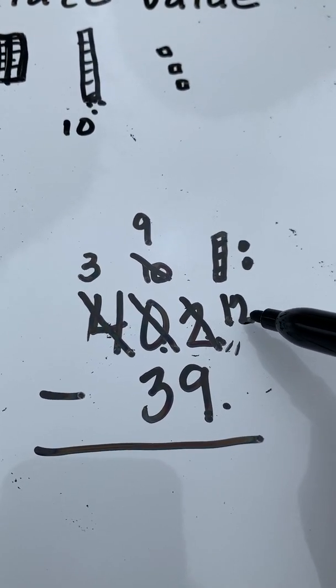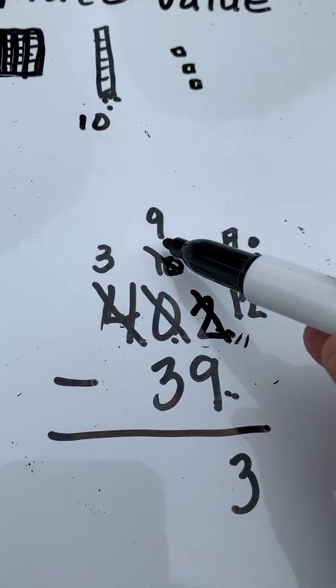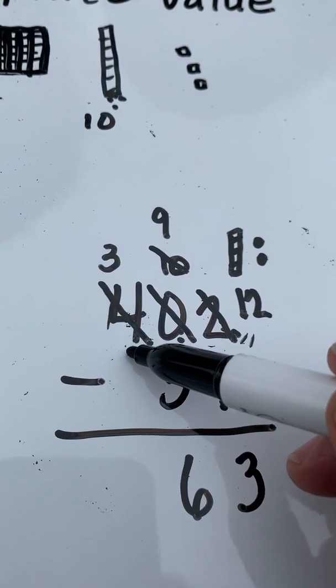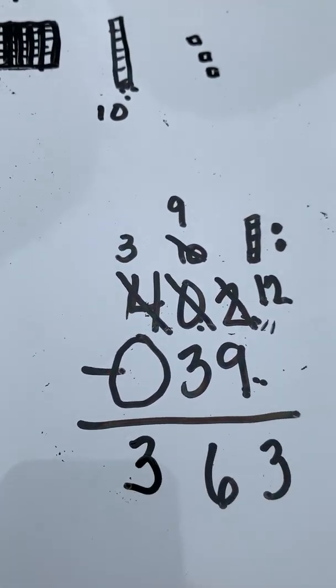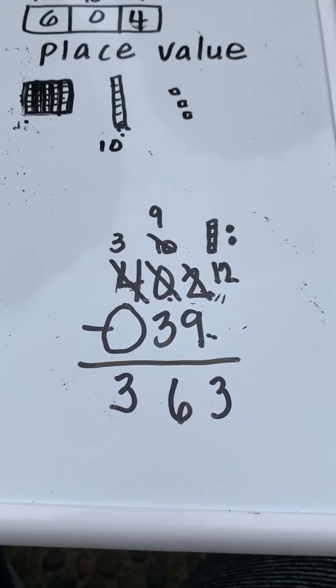Now I'm all set up. I can do the math. 12 minus 9 is 3. 9 minus 3 is 6. 3 minus, when nothing's there, it's 0. You could even put a 0 there if you wanted. 3. Let me know if that doesn't help, Cody, and I'll help you some more.